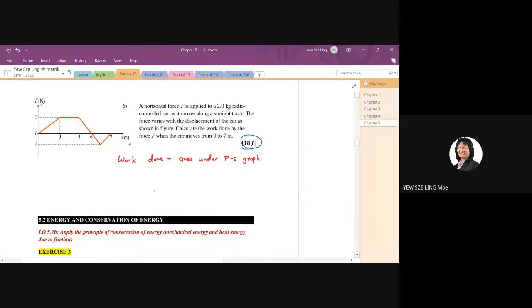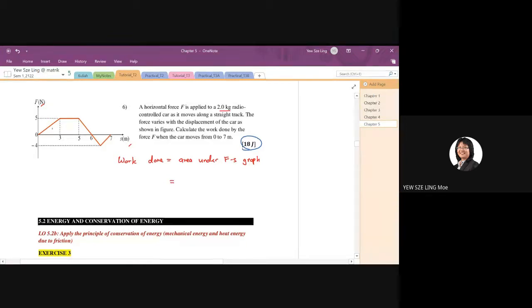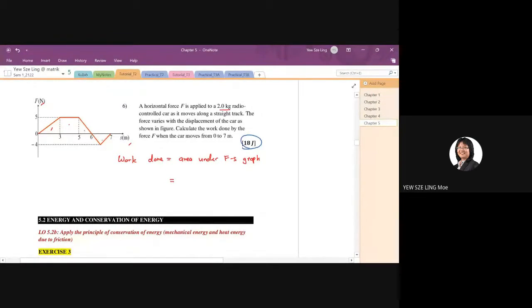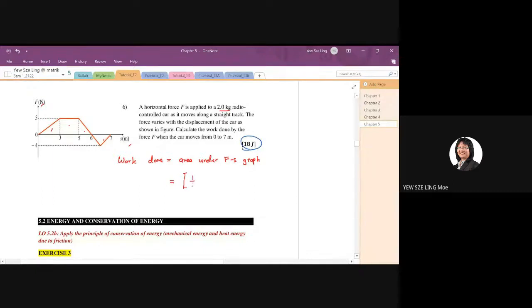Now you have everything in terms of SI units. Straight away, you can proceed to calculate the area. Area under the Fs graph, you can calculate by parts. You can split into trapezium and triangles, or triangle, rectangle, triangles. It's up to you, or you can combine them into one equation straight away. For example, this is what I'm going to do now. I put a square bracket. I want to calculate the positive area first, and the positive area is a trapezium.